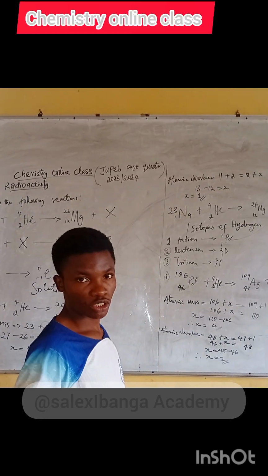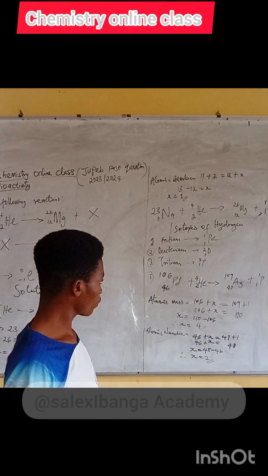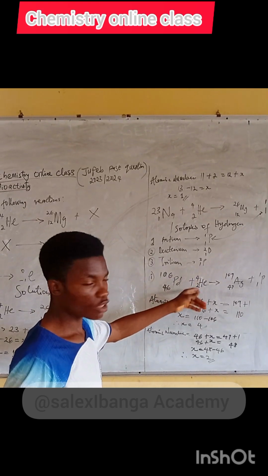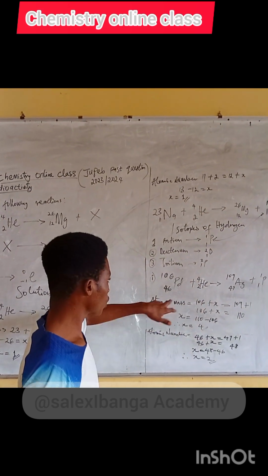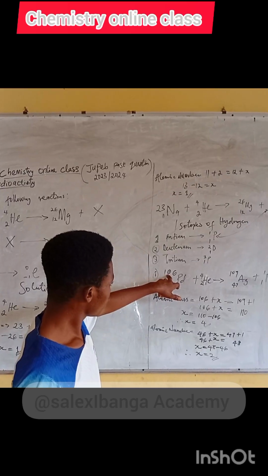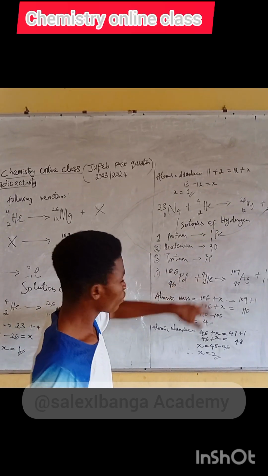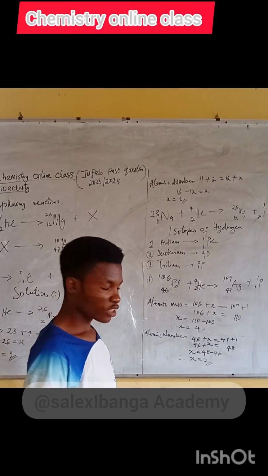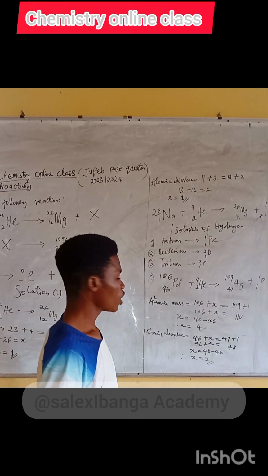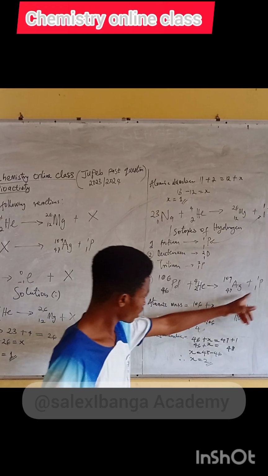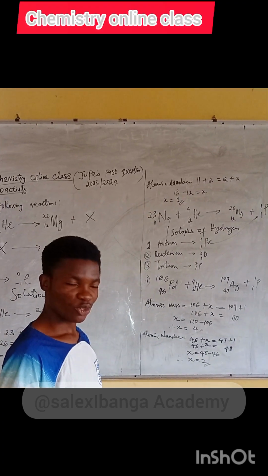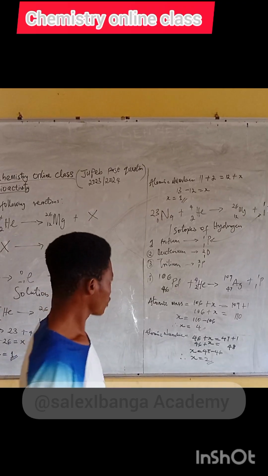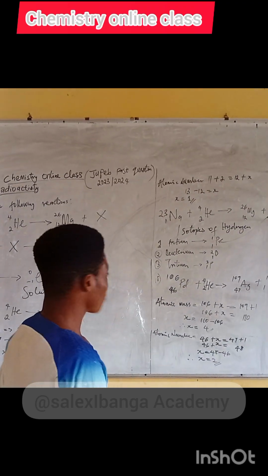For you to know whether the reaction is spontaneous or stable, add the masses, and also add the atomic numbers. If I say 106 plus 4, I'm having 110, and 109 plus 1 is 110. 46 plus 2 is 48, and 47 plus 1 is 48. So at this point, the reaction is completely stable. That's the end of the second one.